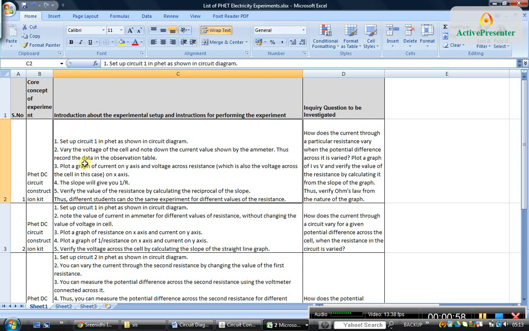The first experiment, the inquiry question which you are investigating is, how does the current through a particular resistance vary when the potential difference across it is varied?